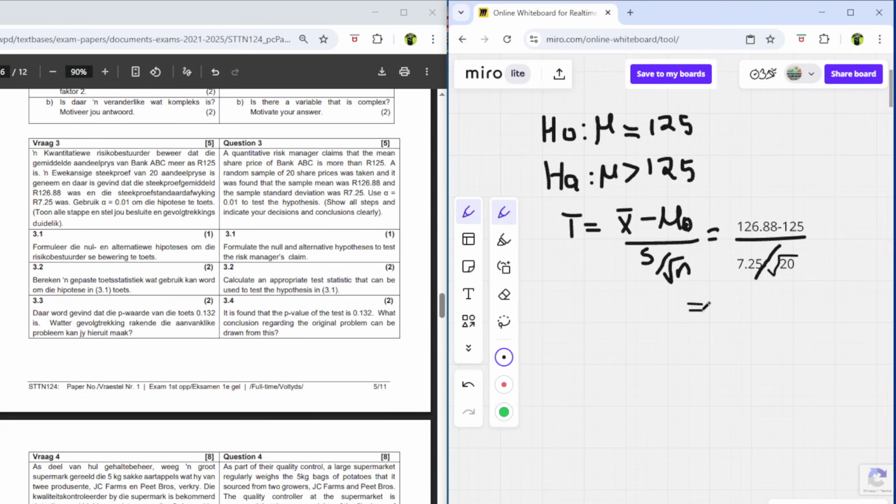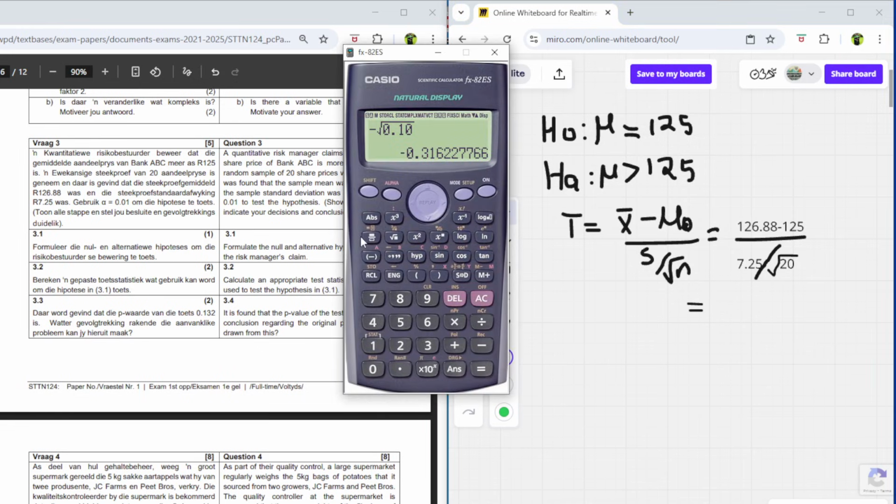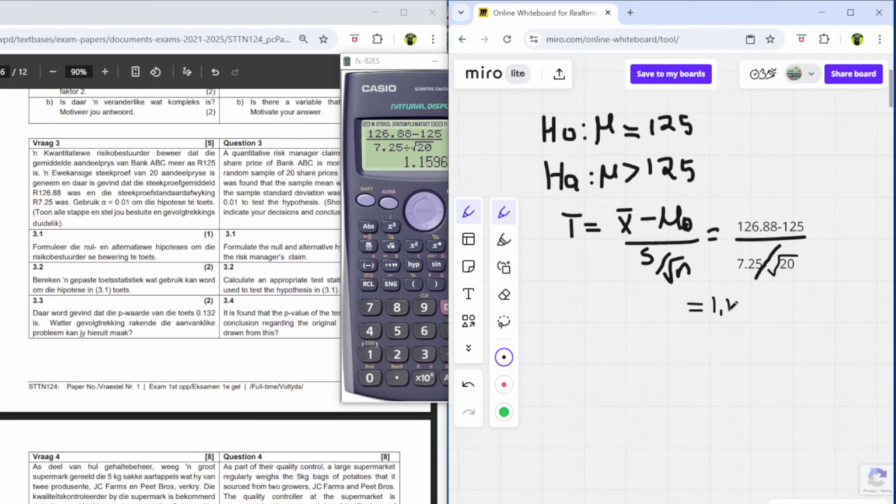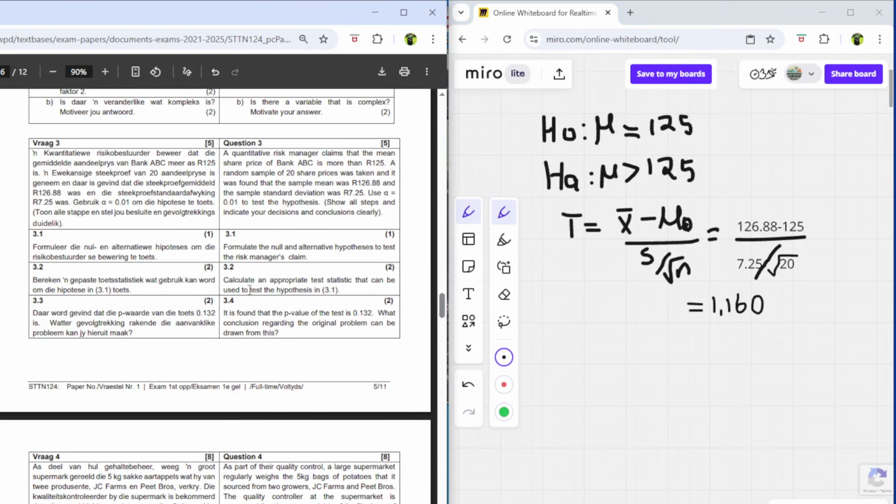And our answer is going to be equal to, let's go to the calculator. 126.88 minus 125 divided by 7.25 divided by the square root of 20, and the final answer is 1.160. That's how you answer question 3.2.